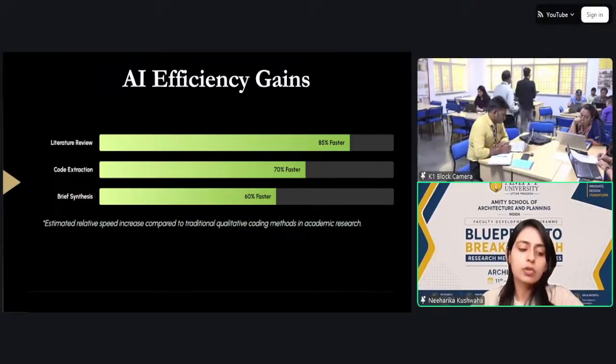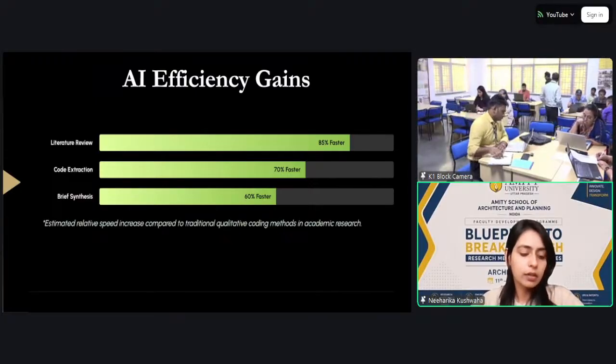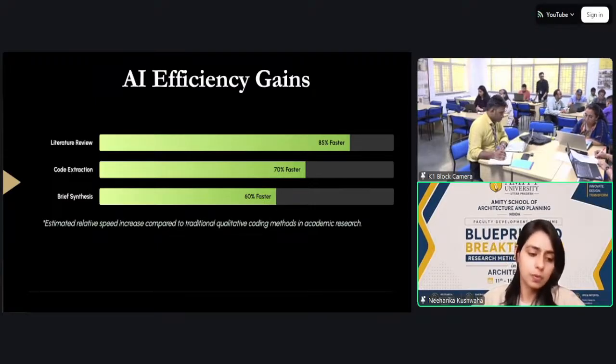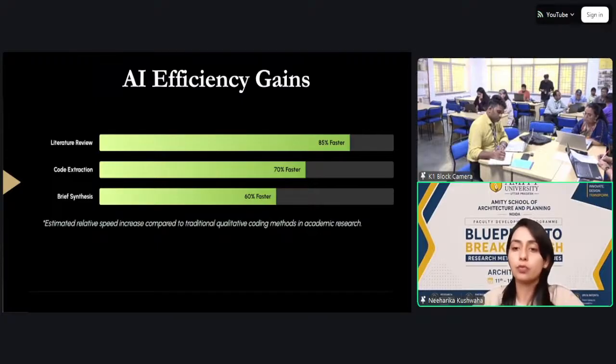So because of these tools, there are AI efficiency gains like anything. It dramatically reduces the time that is required for any kind of analytical task. But efficiency is not only about speed, right? It is also about broader exploration. And that only comes when you have a good literature review with you. AI helps you do that 85% faster than what we can do.